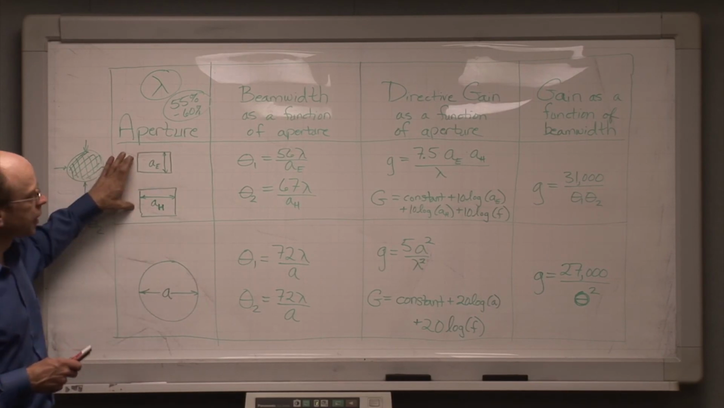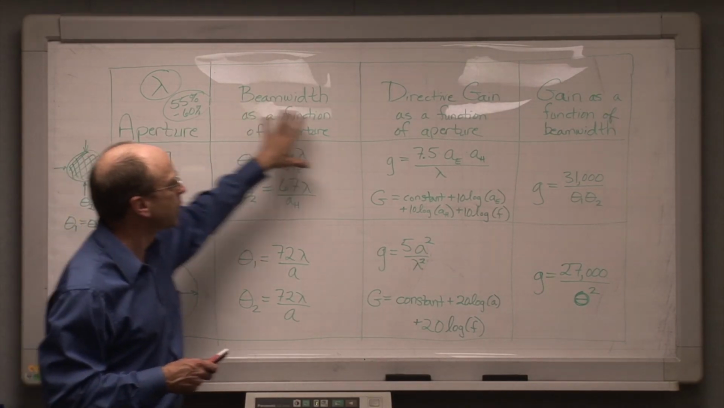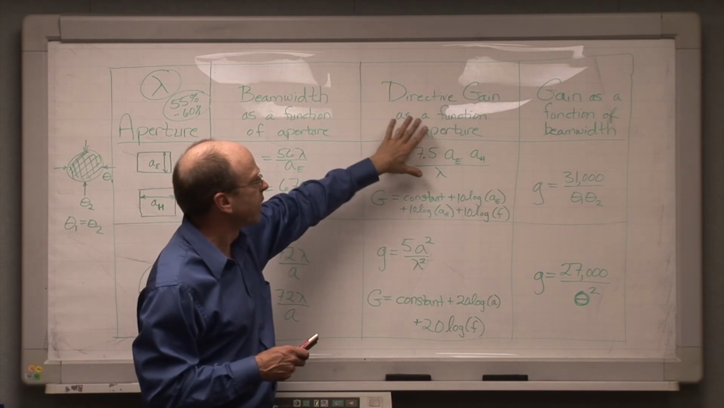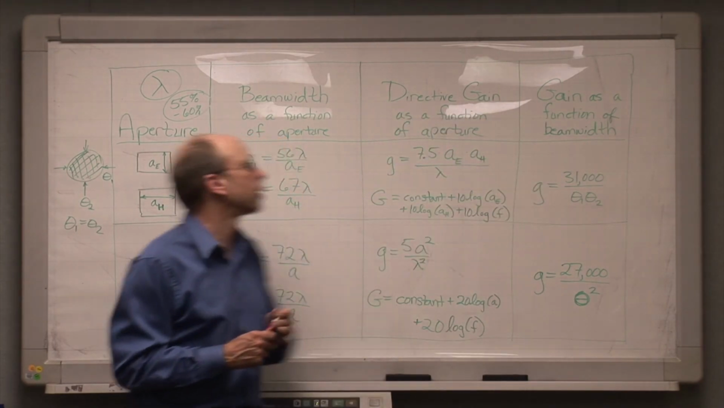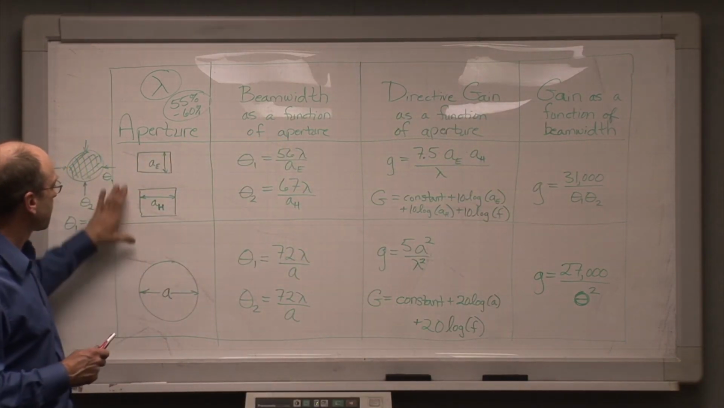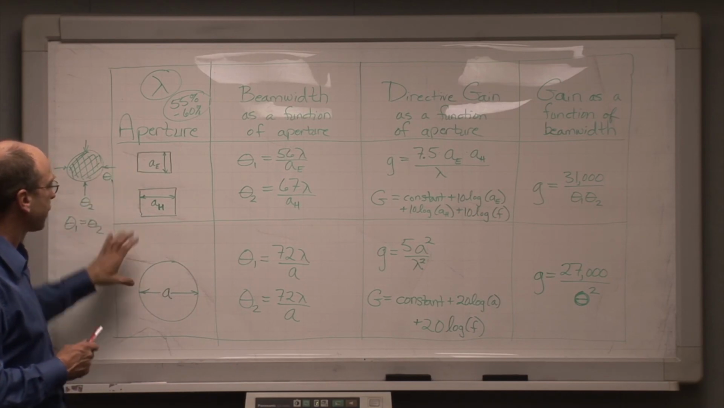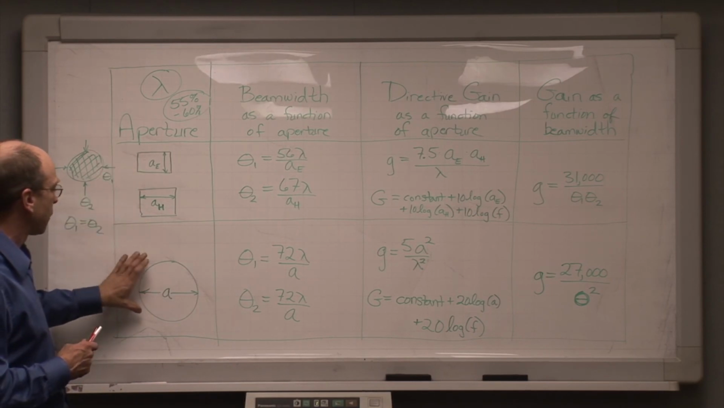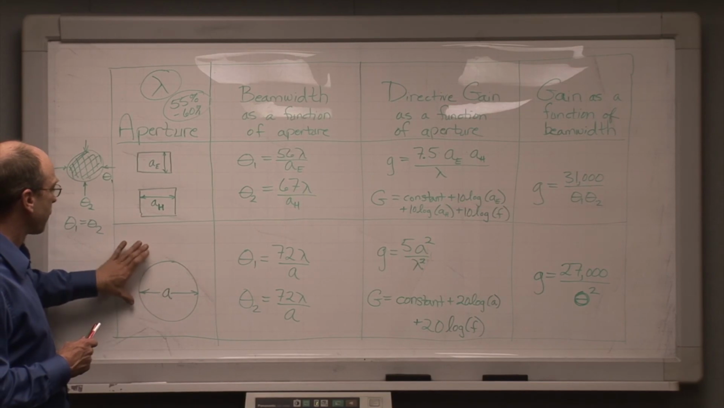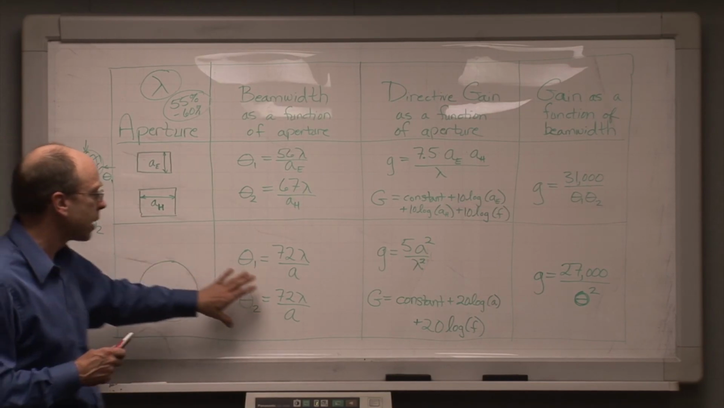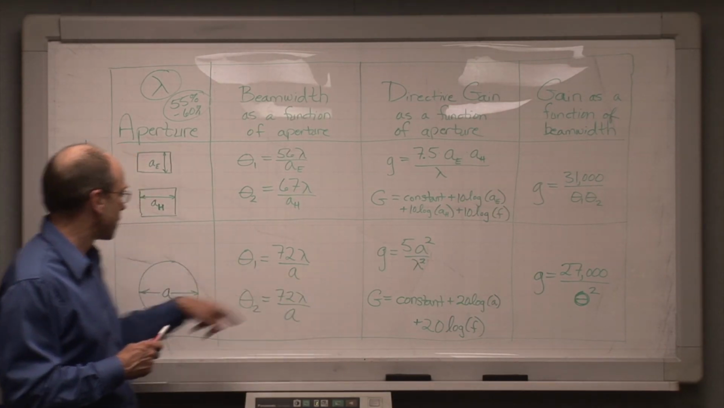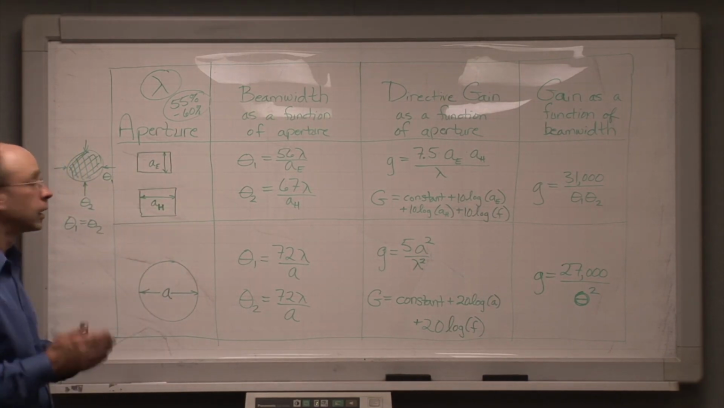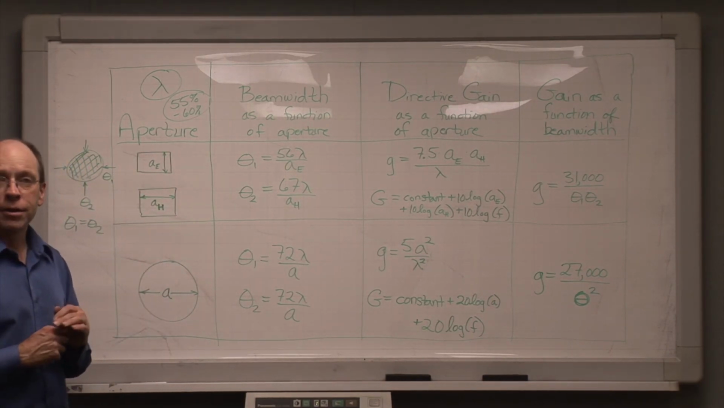But basically, these are the relationships between beam width and gain as a function of aperture and gain as a function of beam width. So with this, you should be able to either calculate the size antenna you need for a given application, or if you're working with an established antenna, you can establish what the gain or the wavelength is that the antenna is using if you know one of those parameters or the other. Any questions?